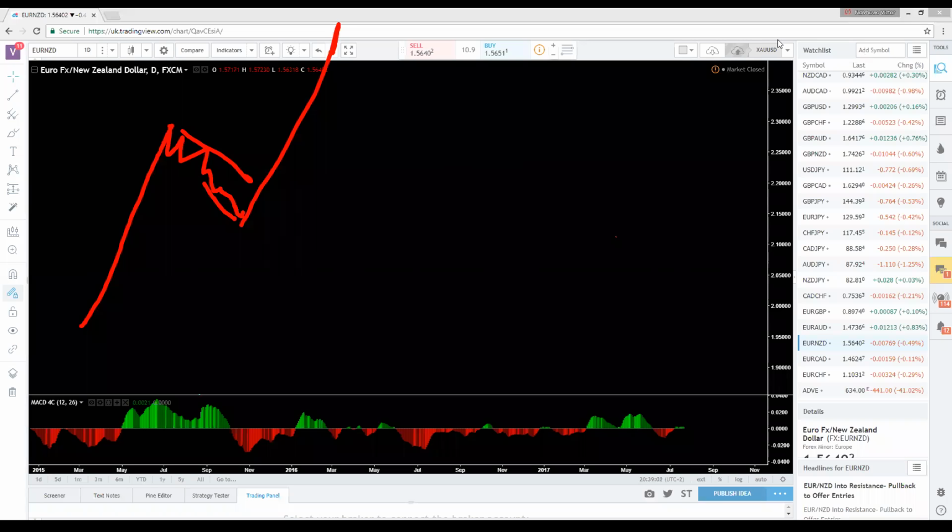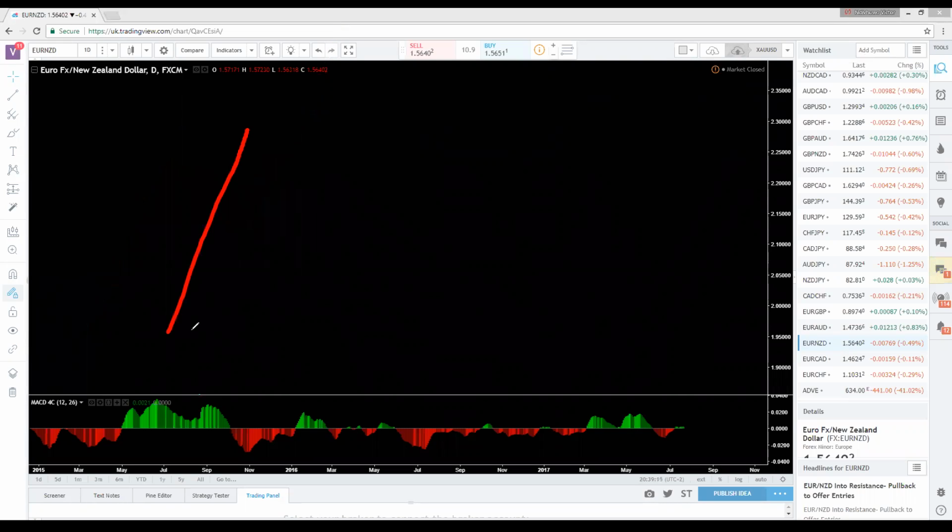The first corrective structure I'm going to share with you is a zigzag. It's a simple zigzag that everybody knows. What happens is you get an impulse, and then after the impulse, you get a zigzag. Simple as that.